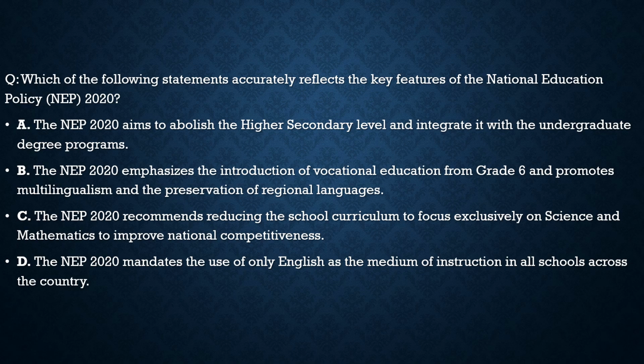Statement B. The National Education Policy 2020 emphasizes the introduction of vocational education from grade 6 and promotes multilingualism and the preservation of regional languages. 100% correct. Statement B is correct. Coming to statement 3, the National Education Policy 2020 recommends reducing the school curriculum to focus exclusively on science and mathematics to improve national competitiveness. Totally incorrect. Everything is wrong with this statement.